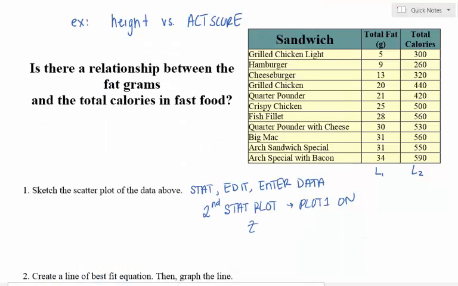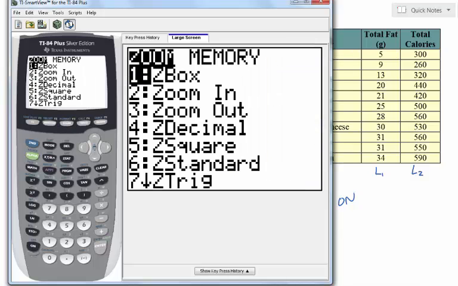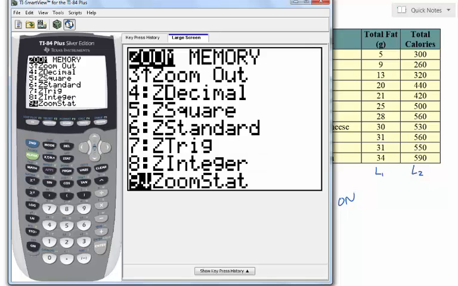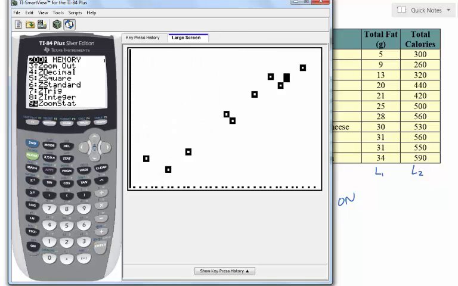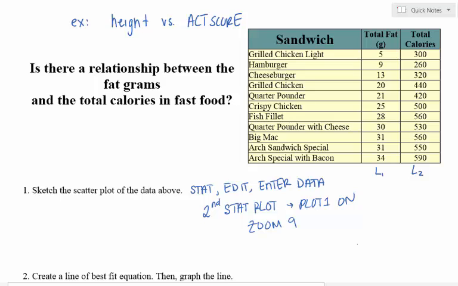And then I'm also going to hit zoom 9. If I go to zoom, you don't have to scroll with your arrow. You could just hit the number 9, but it says zoom stat, which is exactly what we're doing. We're looking at the stat plot. And here it is. You can see that it's going up. And we're going to do the best of our ability to make it mimic what that graph does. So yours should look something like that. Take your time, make sure it looks good.